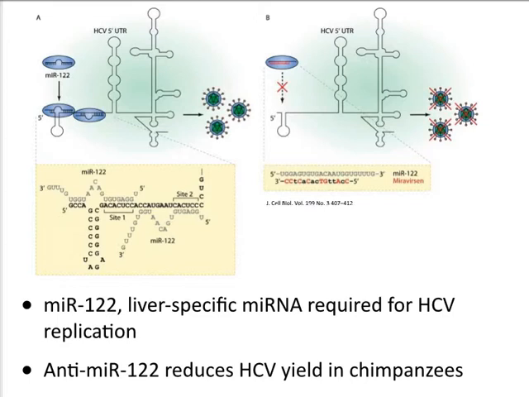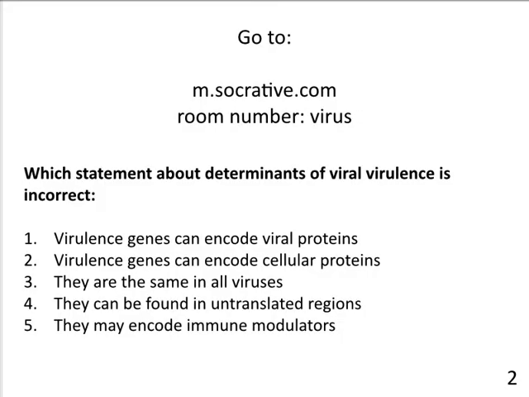It's now gone through phase 2 clinical trials in people and will probably be licensed for treatment of hepatitis C. So you can control the virulence of the virus by interfering with a miR that's needed for its replication. The next question is, which statement about determinants of viral virulence is incorrect?